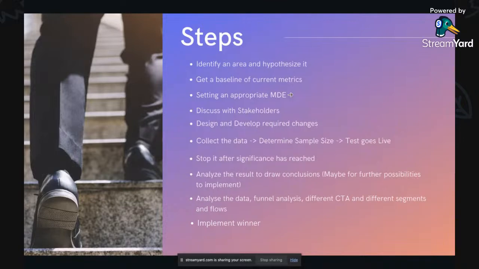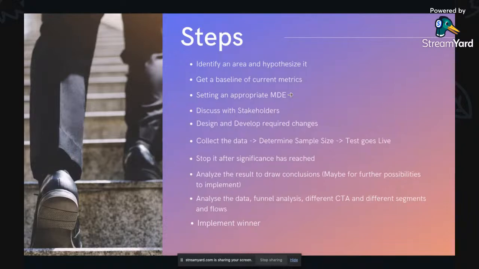Then we collect the data, determine the sample size, and then the test goes live. What I mean by the test going live is that the test can go live for 10 days, for 20 days. It could go on for a long time as well. It totally depends on how long it takes for us to reach enough statistical confidence to say that, okay, now we can make a decision that this is the difference.